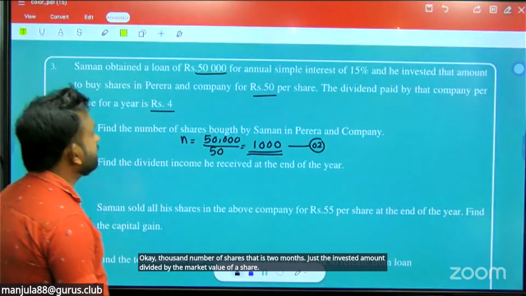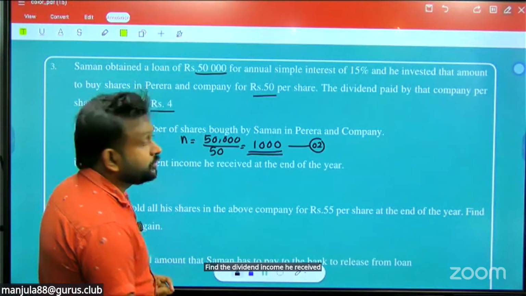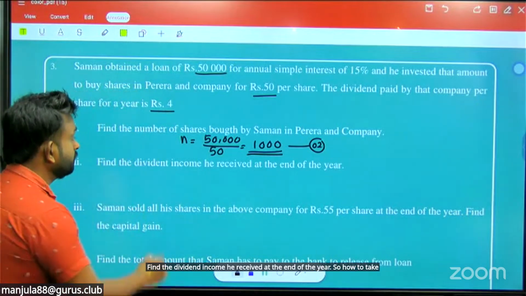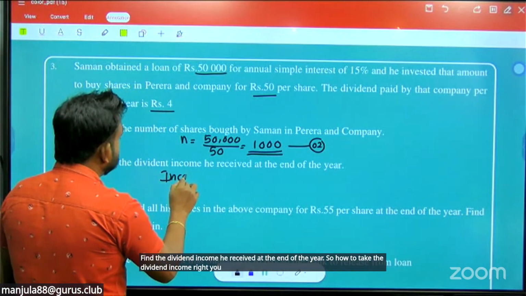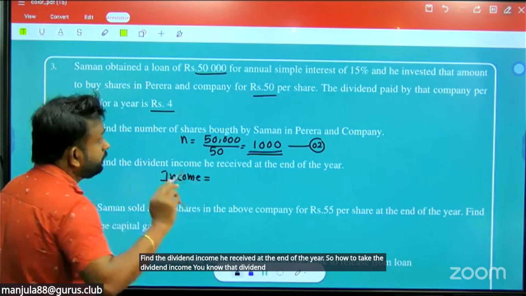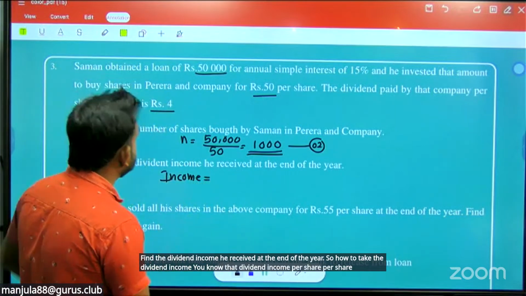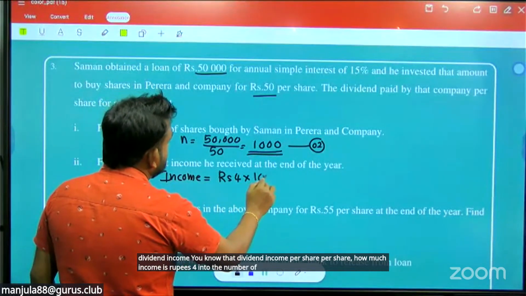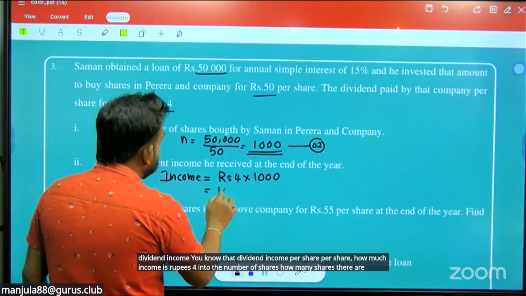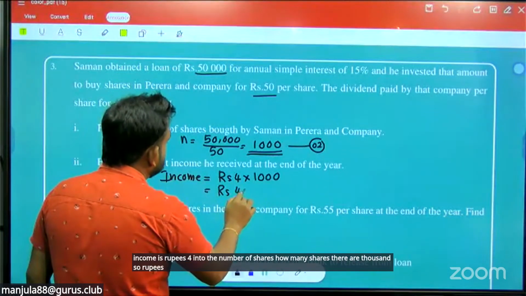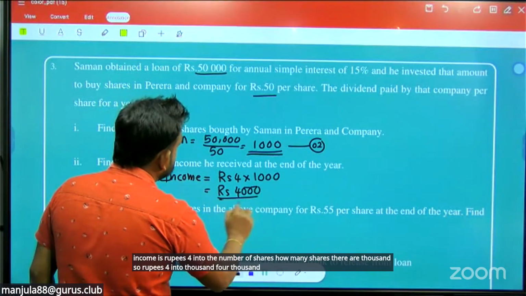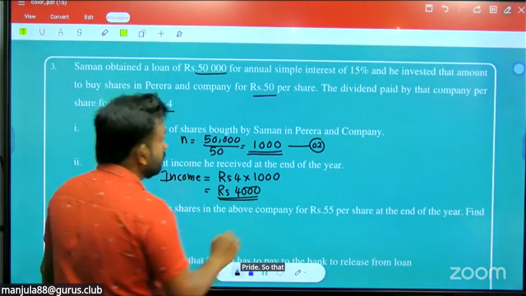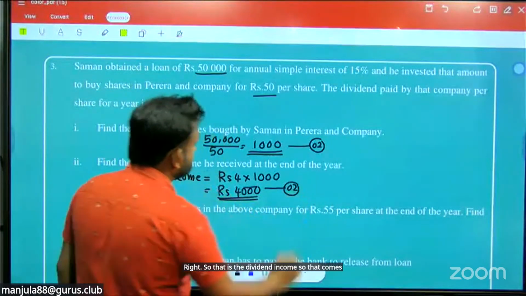Find the dividend income he received at the end of the year. So how to find the dividend income? Right, you know the dividend income per share. Per share, how much is the income? Rupees 4 into the number of shares. How many shares? There are 1,000. So rupees 4 into 1,000, that is 4,000. Right. So that is the dividend income. So that comes as another 2 marks.